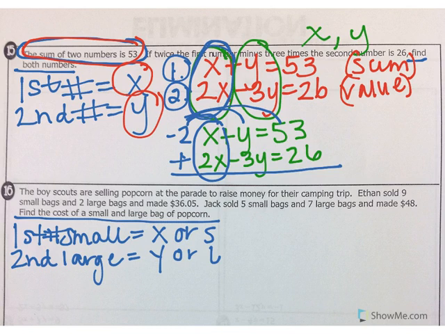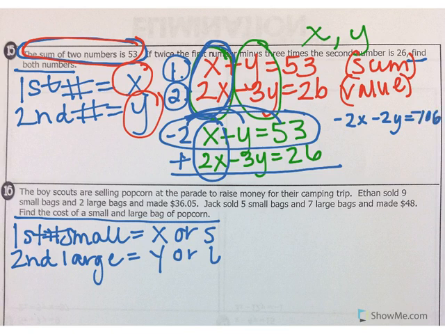So when I multiply, I'm going to multiply that negative 2 all the way across the first equation. Okay, so when I multiply across, I'm going to have negative 2x minus 2y equals negative 106. And then I'm just going to rewrite the second equation.